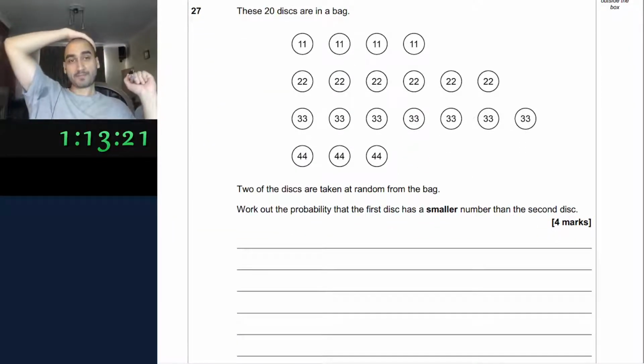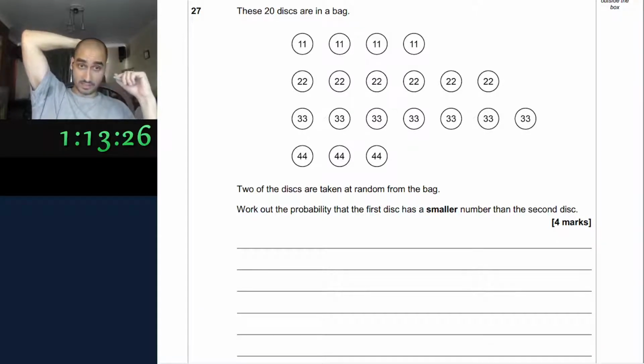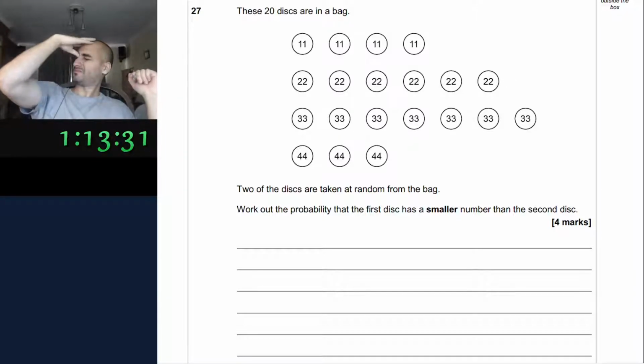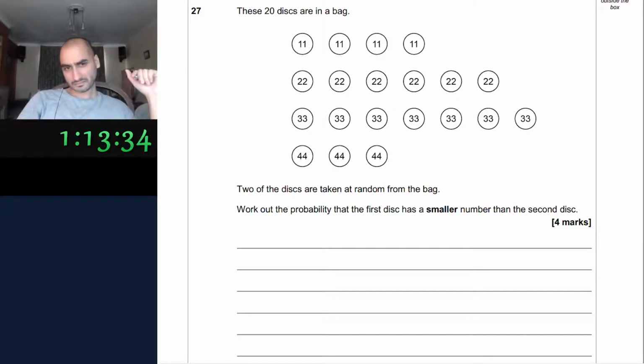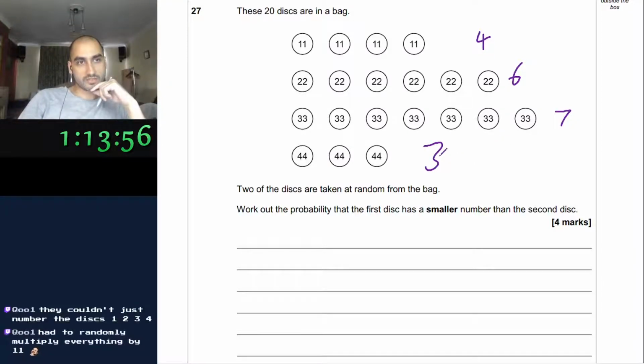Okay, probability, yay. These 20 discs are in a bag. 2 of the discs are taken at random from the bag. Work out the probability that the first disc has a smaller number than the second disc. Alright, fine. Let's put some numbers here. We've got 4 here, we've got 6 here, we've got 7 here, we've got 3 here. Just 1, 2, 3.